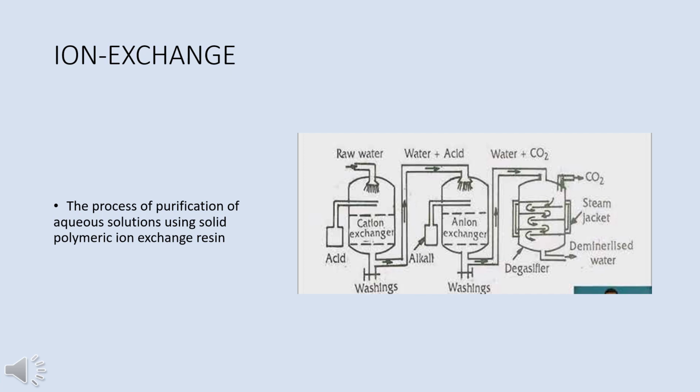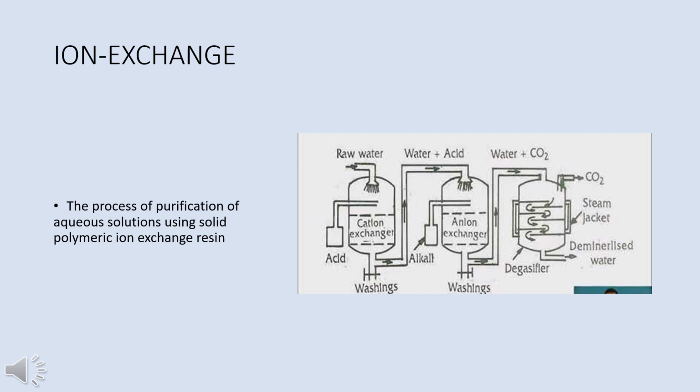In this process, there are 3 sections according to the diagram. There's a cation exchanger section, an anion exchanger section, and then a section that has steam jackets. In the cation exchanger section, that's where the cation exchange reaction takes place in order to remove ions. In the anion exchanger, a reaction takes place to remove acids.